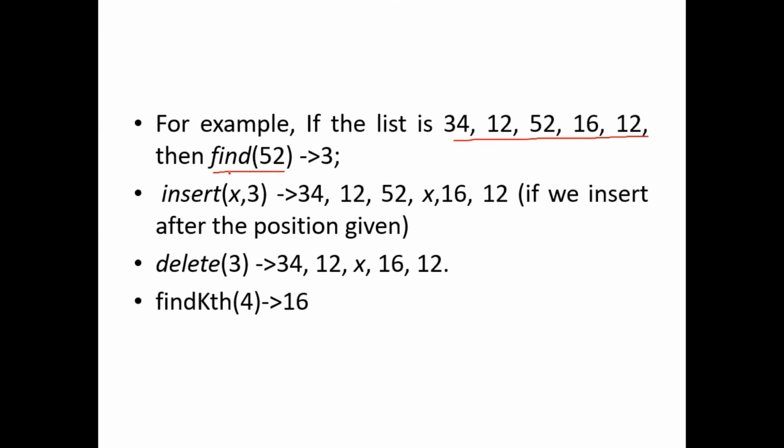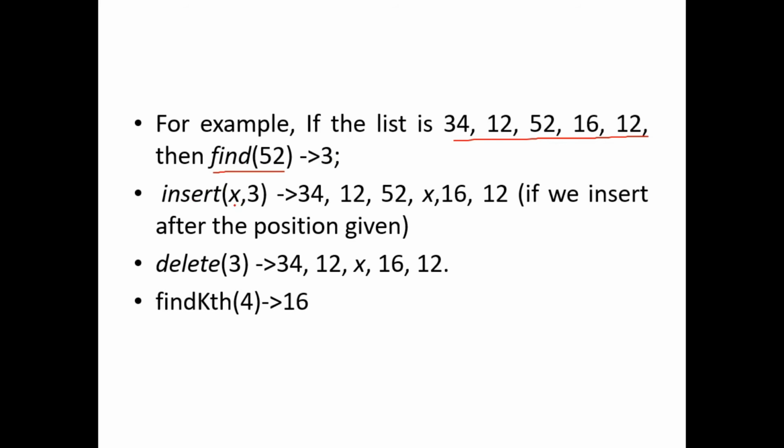If you write find of 52, what is it going to do? As you know, the find operation is used to retrieve the position of an element. Now we need to find the position of this element 52. So look at this list. In this list, 52 is present in position 3: 1, 2, 3, right? So we are getting the output as 3. Okay, so this is the use of the find operation.